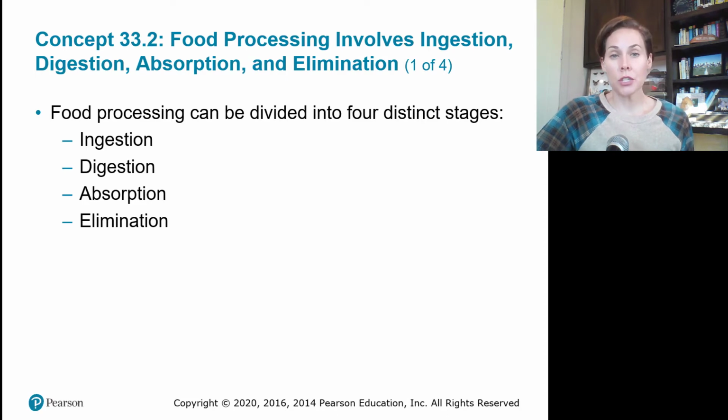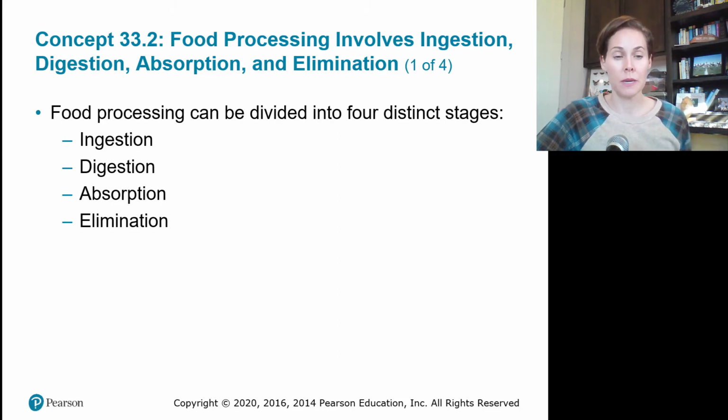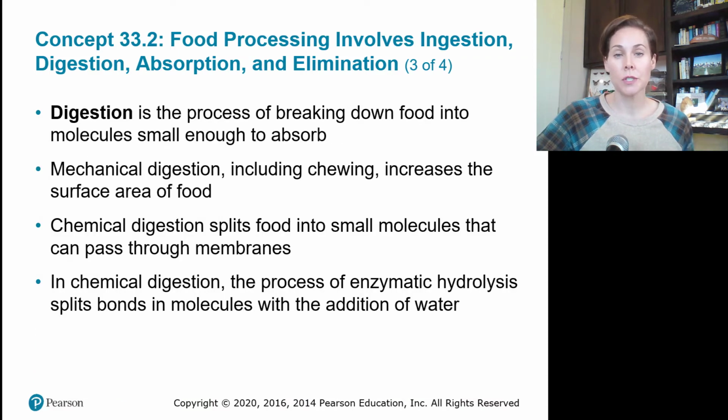In section 2, we're going to be talking about food processing: ingestion, digestion, absorption, and elimination. So the processing of food is 4 distinct stages. We ingest it, our bellies digest it, our bodies absorb it because now it's been broken down, and it gets used in our body the way it needs to be. And then we have to get rid of the waste, and that would be elimination. Ingestion is the act of eating or feeding. Makes a lot of sense, right? And there's different strategies for this among different animals.